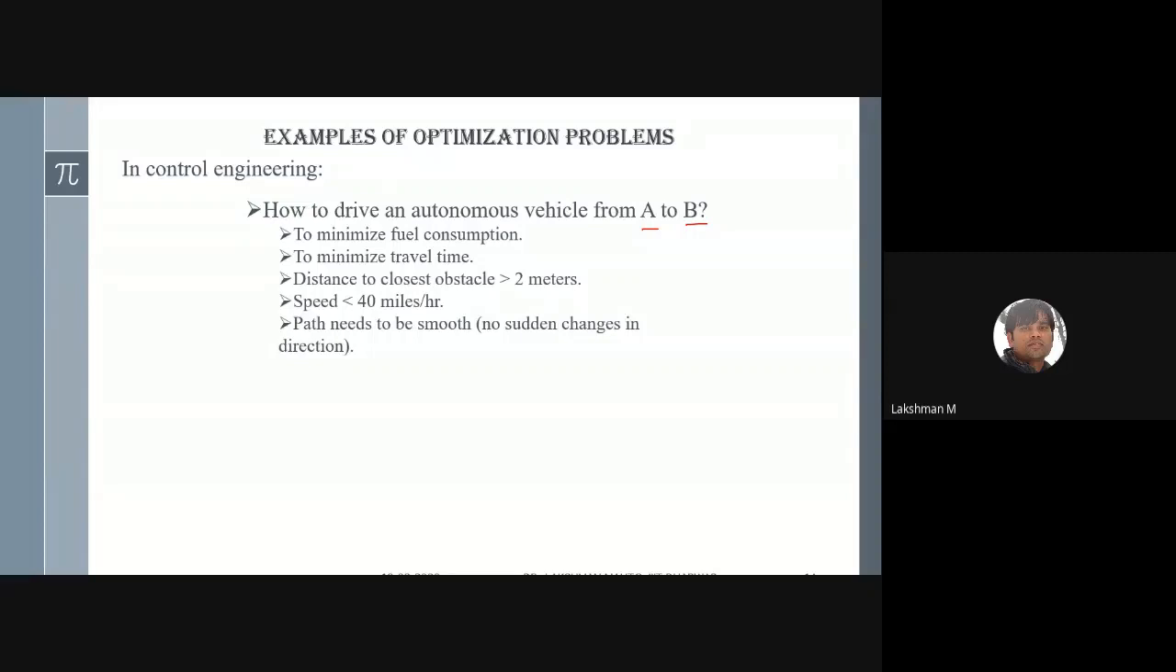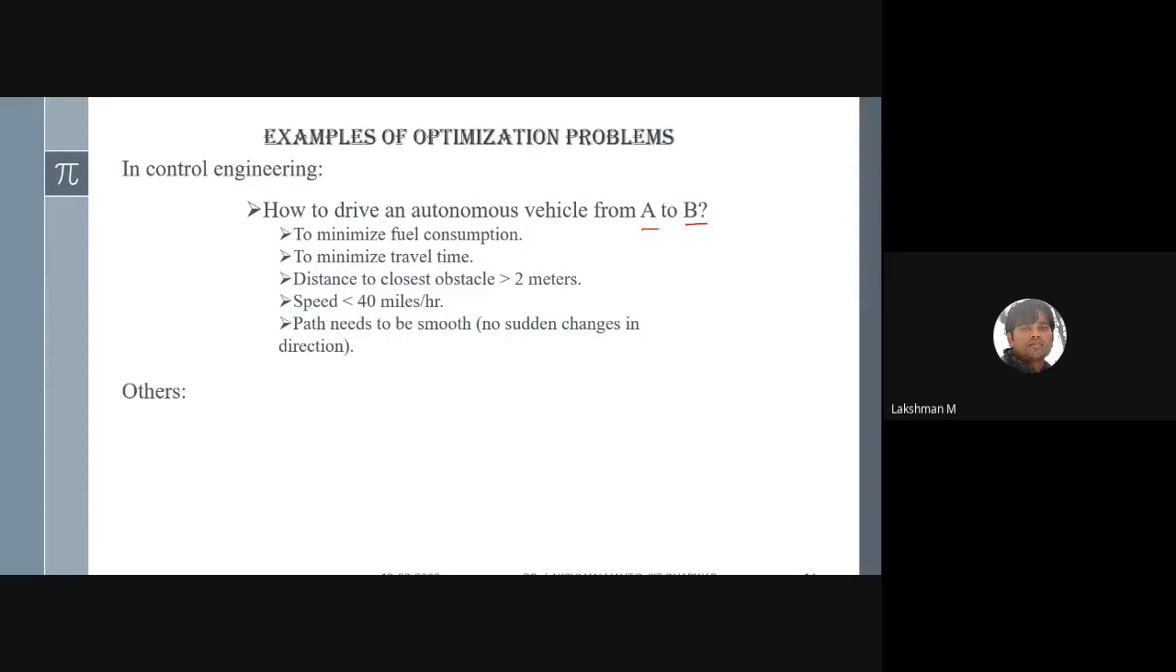So these are the constraints you have to look into in order to drive an autonomous vehicle from one position to another position. So it is again an optimization problem. I will discuss those things later, how the performance index comes in as an objective function in order to model an autonomous vehicle.